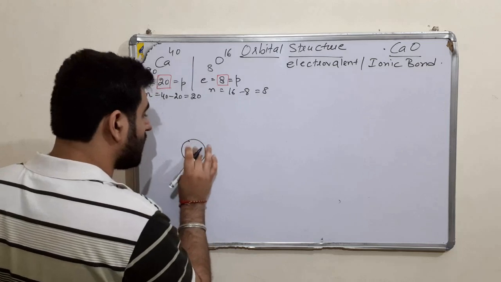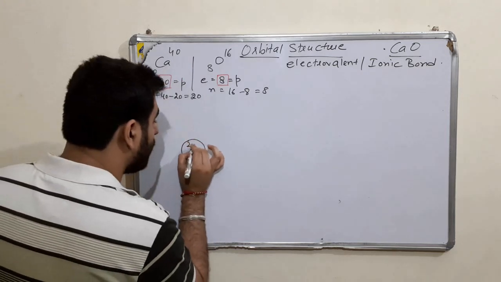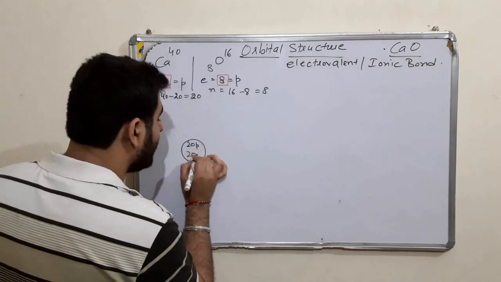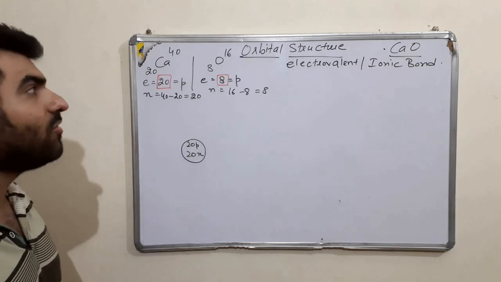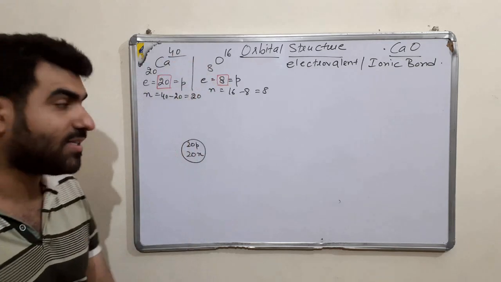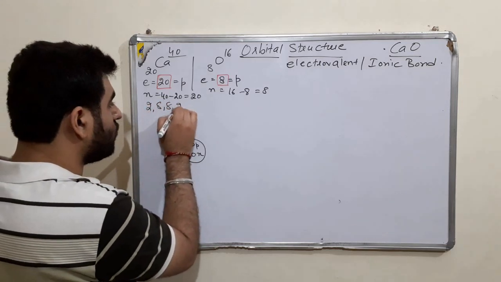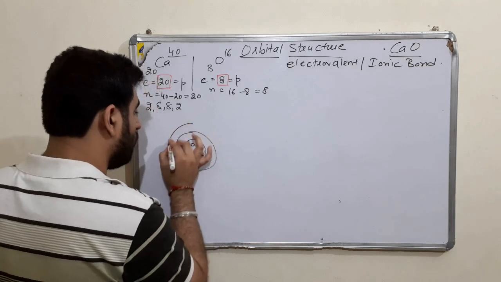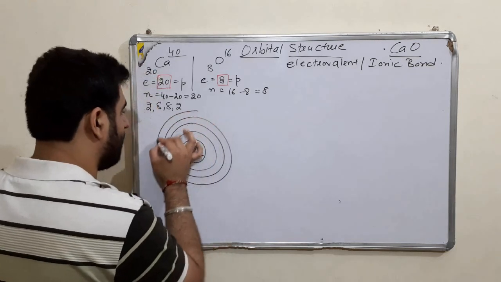So this is the nucleus of calcium. Calcium will have 20 protons and 20 neutrons in its nucleus. You will have to write down how many protons and how many neutrons, which is why you have to remember the mass number. How many shells? We'll have to draw 2,8,8,2, so 4 shells: 1, 2, 3 and 4.